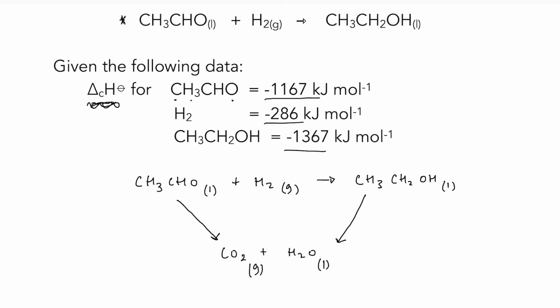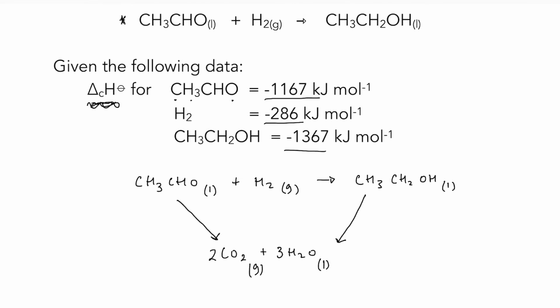So once again, each equation within my cycle must make sense, and it needs to be balanced. So 2 carbons would give me 2 carbon dioxides, and 1, 2, 3, 4, 5, 6 hydrogens altogether in my reactants would give me 3 lots of water.